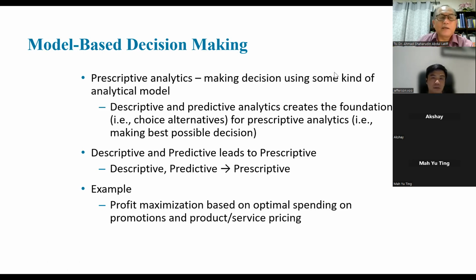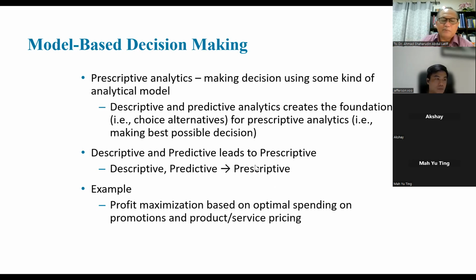Okay, we'll talk about model-based decision making. We have learned about descriptive analytics and predictive analytics. So today we move into prescriptive analytics. We are making decisions using some analytical models. It is based on descriptive and predictive analytics. So we use the information that we have gathered from the previous descriptive and predictive analytics to make decisions. That we call prescriptive analytics.